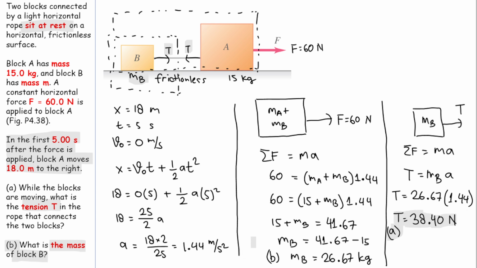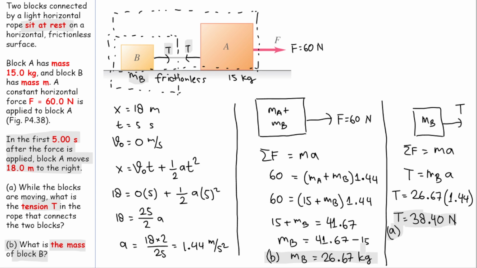And then the mass of block B here is 26.67. That is the answer for both questions. Okay, we have answered all the questions here. Hopefully, I did not make any mistakes during my calculation. Let me know if I did.